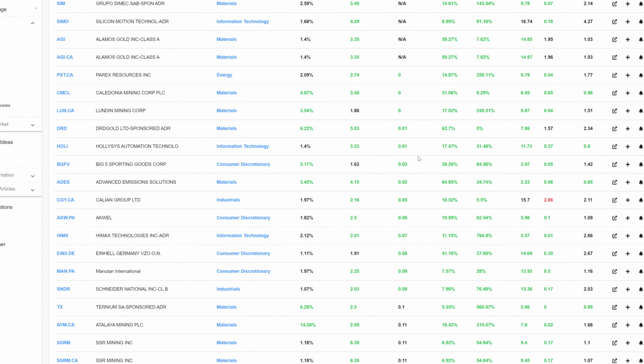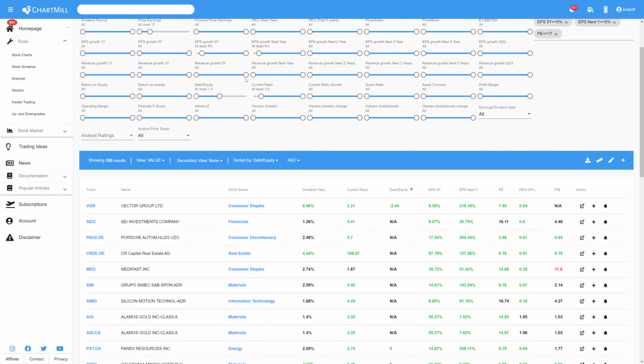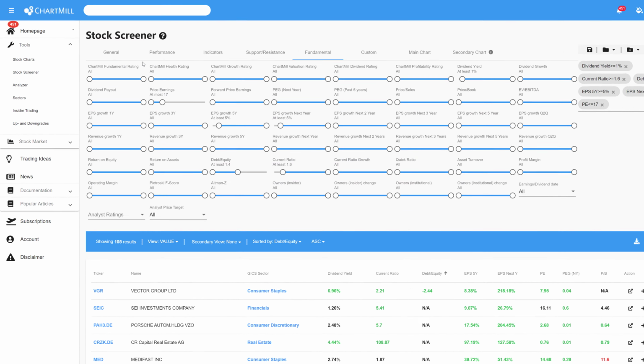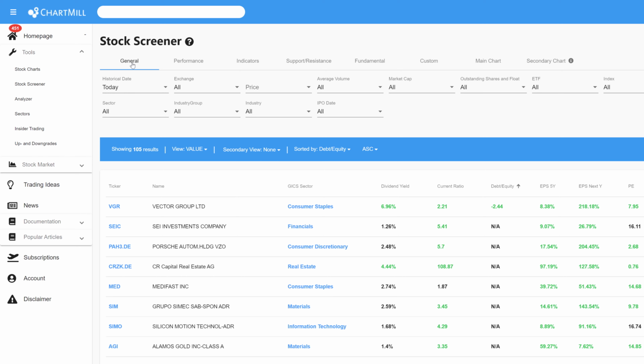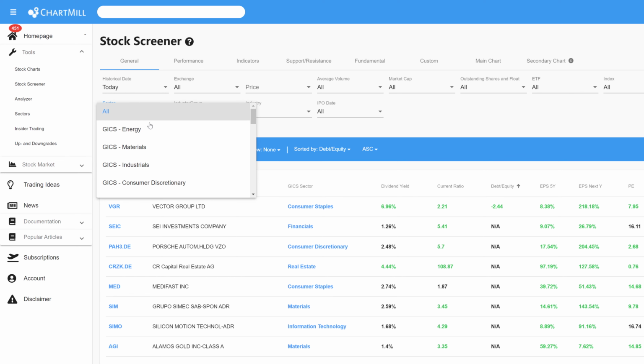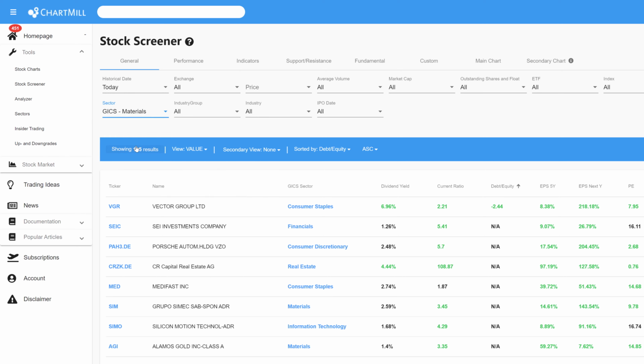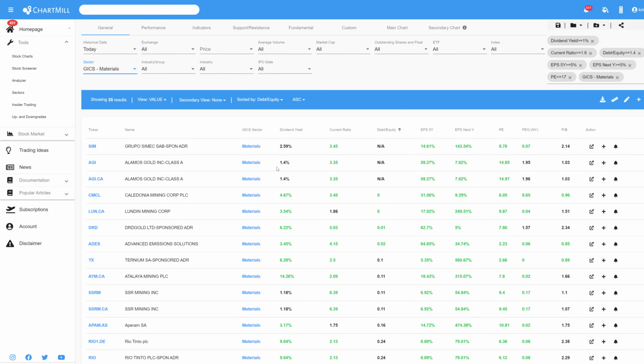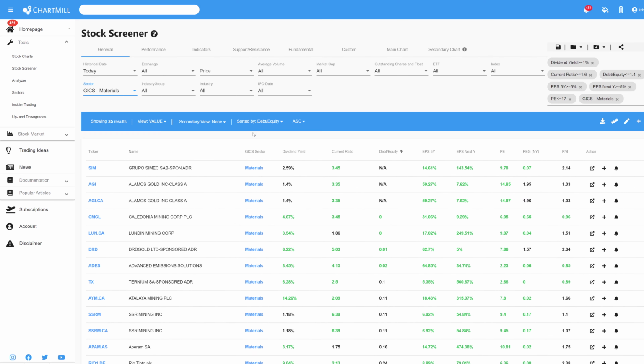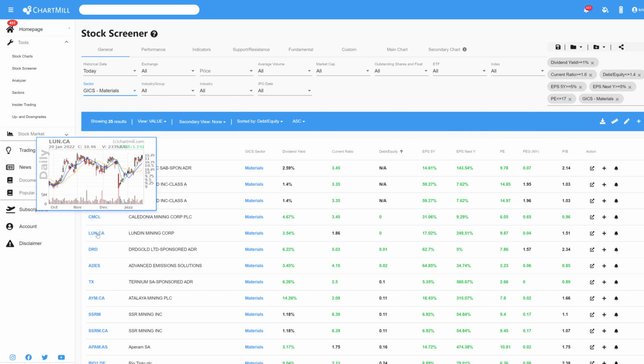In the table you cannot filter by sectors. Fortunately, this can be done through the main menu. Go to the General tab and under Sector choose the desired sector. For example, if I choose Materials, I only get the companies from this sector and I can then compare these companies with each other. As you can see, there are now American, European and Canadian companies among them.